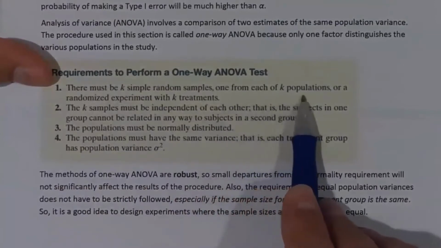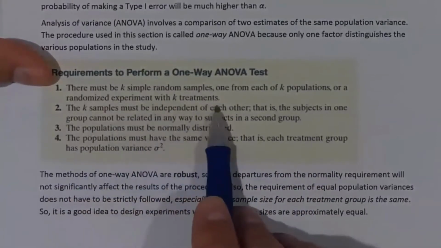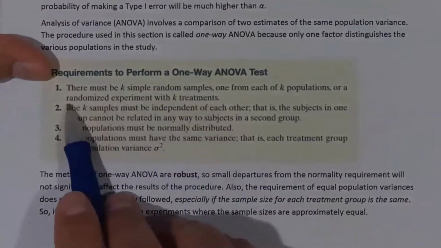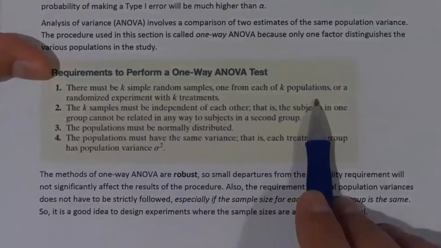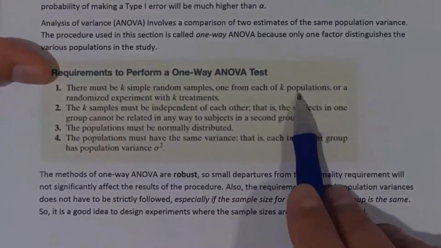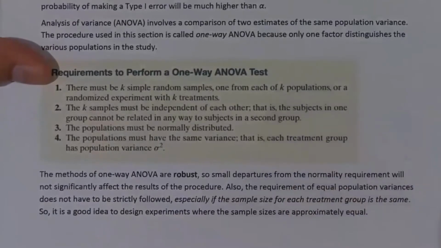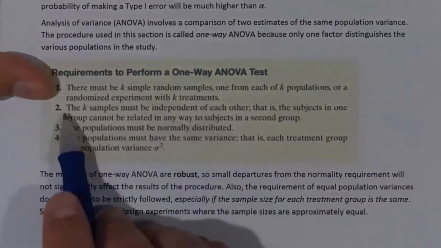one from each of K populations, or a randomized experiment with K treatments. So we have to have randomness. So it's the same sort of idea that we've had forever. We have to have randomness in the selection of the samples. So if we have 3 populations, we have 3 samples, one from each population. If we have 4 populations, we have 4 samples, one from each of the populations.